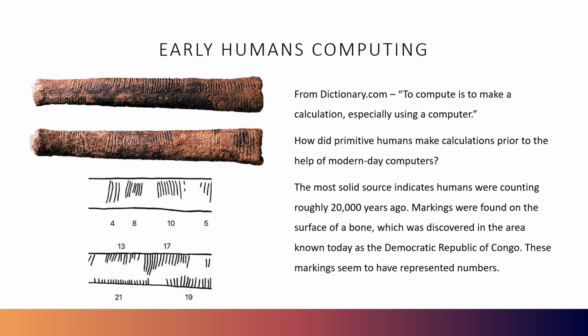Our best guess indicates that humans were counting roughly 20,000 years ago. Markings were found on the feature of a bone named the Ishango bone. The Ishango bone was found in the area known today as the Democratic Republic of Congo. The markings on the bone, upon further study, seem to indicate some sort of numbering system.